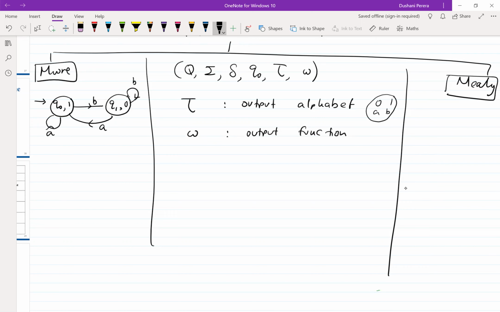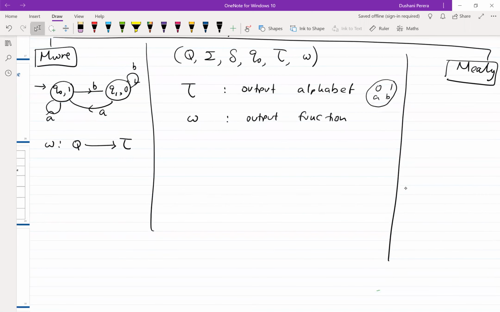So the output function omega of this particular machine behaves like this: each state has an output symbol, Q goes to tau. That is what this omega means. For every state, an output alphabet symbol is associated. For example, when you're at Q naught, what gets printed is 1. At Q1, 0 gets printed.